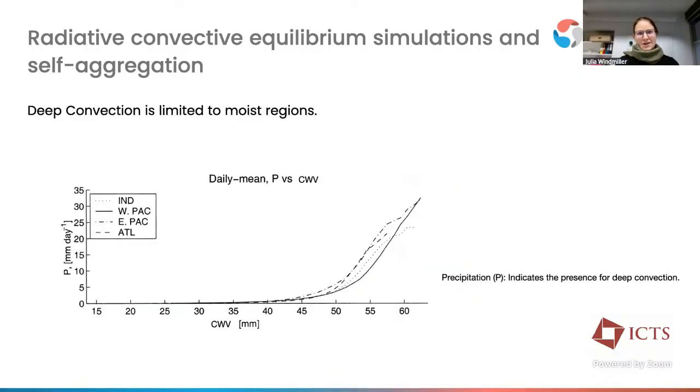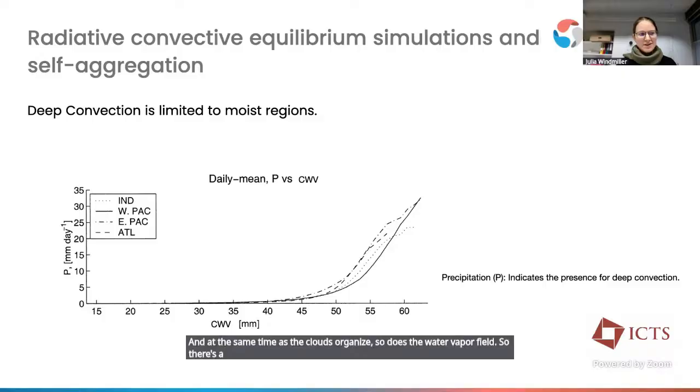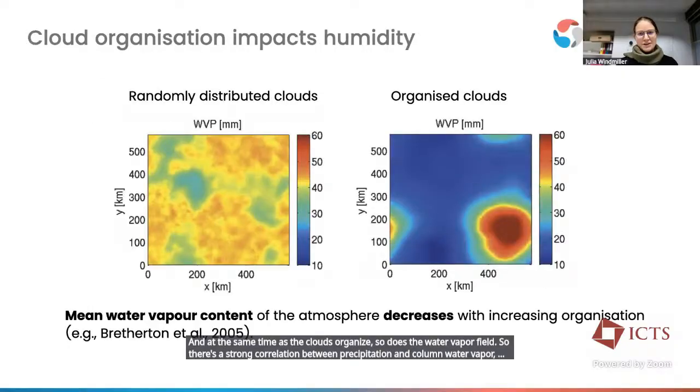And at the same time as the clouds organize, so does the water vapor field. So there's a strong correlation between precipitation and column water vapor, and that's exactly what you see if you look at the corresponding humidity field.